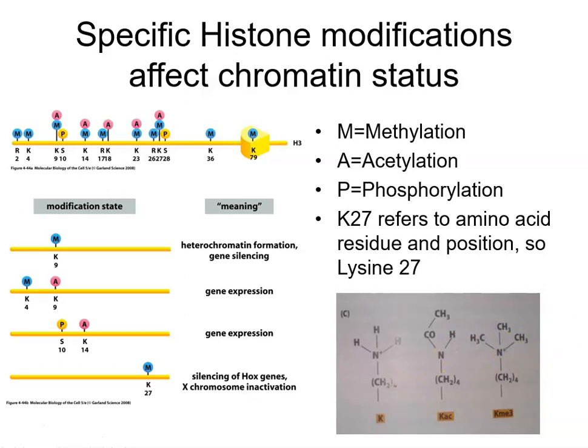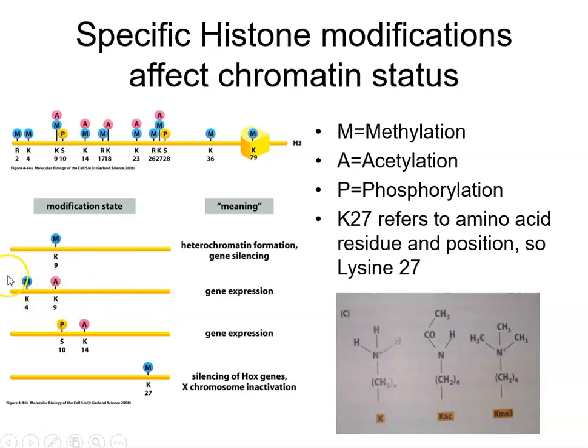Alternatively, it can be acetylated. This is where the acetyl group is tagged on there, and that is associated with gene expression. So histone H3K9Ac is the code that we would write for the active gene expression configuration.